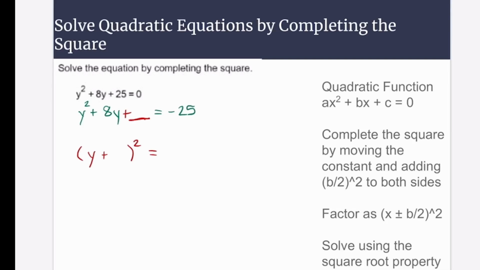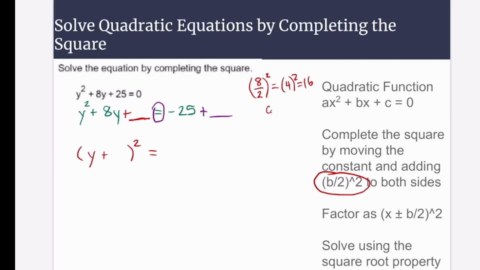Because we have an equal sign, if I add something to the left side, I need to add it to the right side as well. So whatever number I find, I will have to add to both sides to make sure that this stays equal. Based on the other videos that I've posted, we're taking our b value, in this case, it's 8. We're dividing it by 2, and we're squaring it. 4 squared is 16.